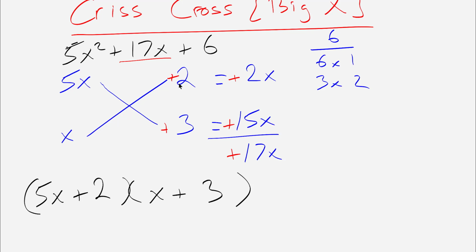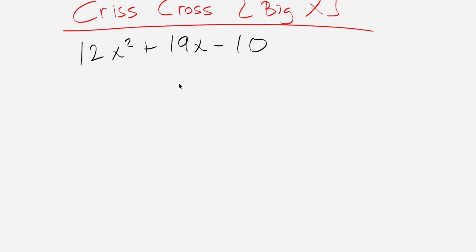One more example for you guys. The next one, 12x squared plus 19x minus 10. Now this one's tricky, right? We start with our crisscross.